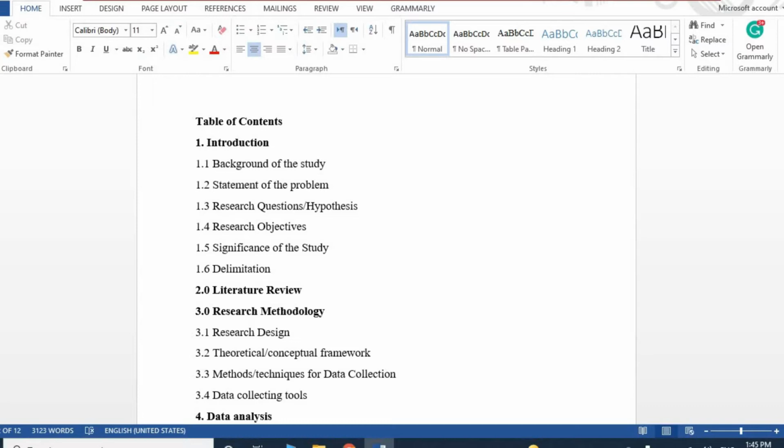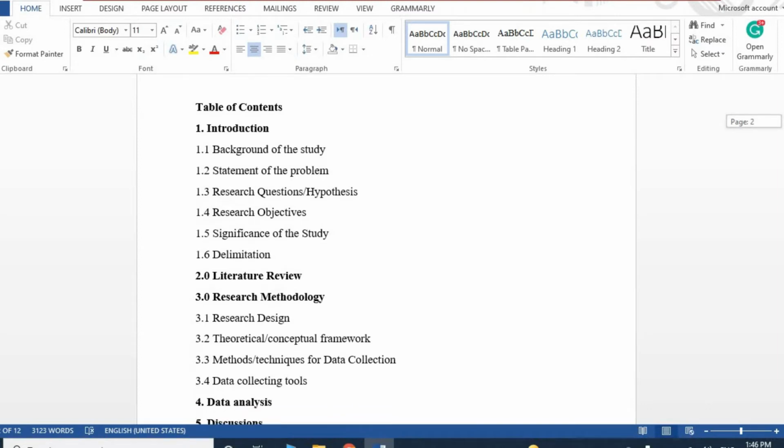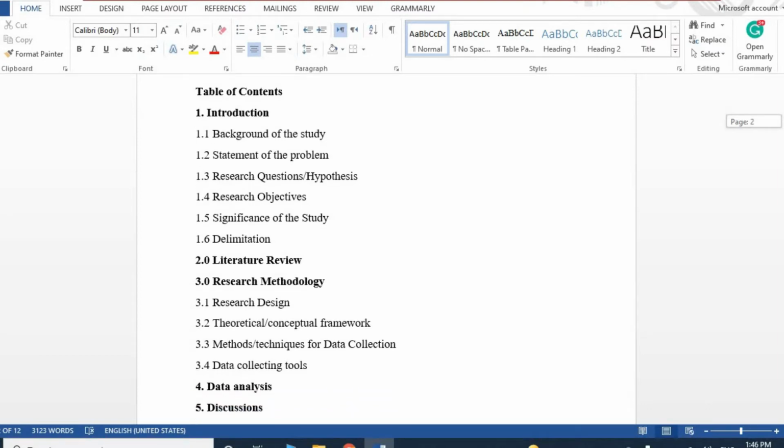The table of contents includes an introduction, right? This is how you give headings, main headings and subheadings as well. The first one is the introduction, and there are subparts as well. Right here you see on the screen: background of study, statement of problem, research question, research objectives, significance of study, delimitation. And the second important heading is literature review.